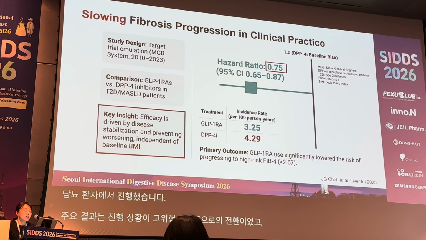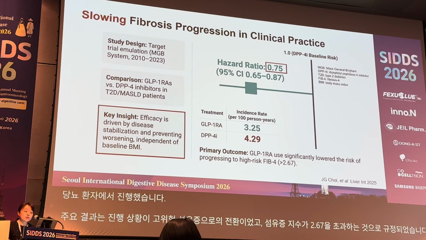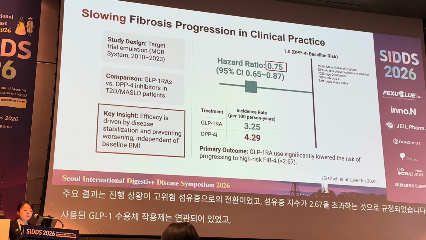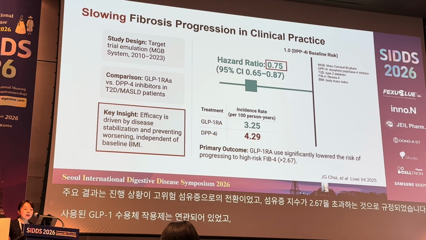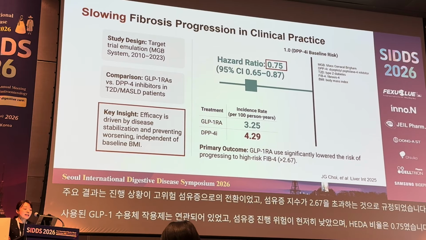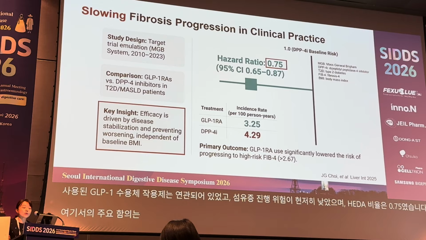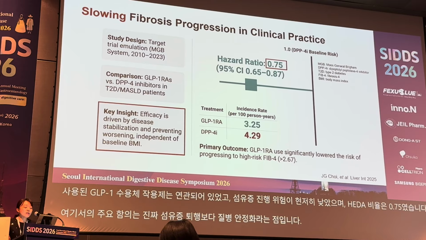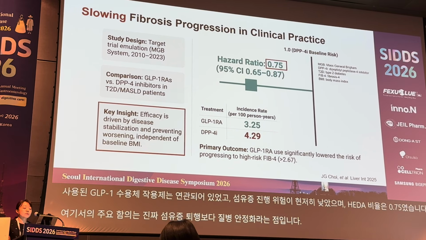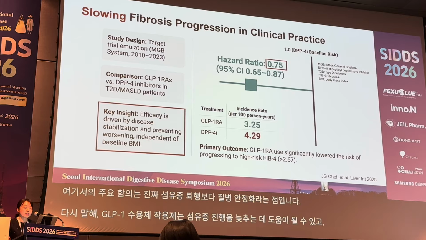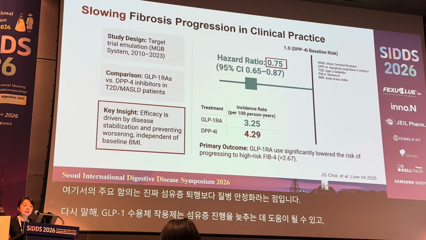GLP-1 receptor agonist use was associated with a significantly lower risk of fibrosis progression with a hazard ratio of 0.75. The main implication here is disease stabilization rather than true fibrosis regression. In other words, GLP-1 receptor agonists may help to slow fibrosis progression, and this effect appears to be consistent across BMI groups.